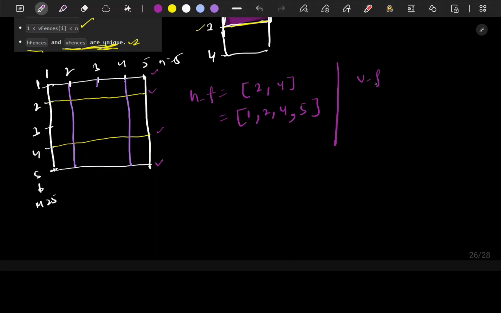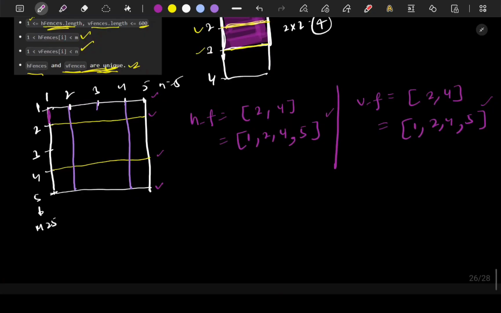In the same way in the vertical fence we are having just 2, 4. So we can add 1, this one, and 2, 4 the same, and this n equals 5. So we are having vertical fences and horizontal fences, by including these side border ones.